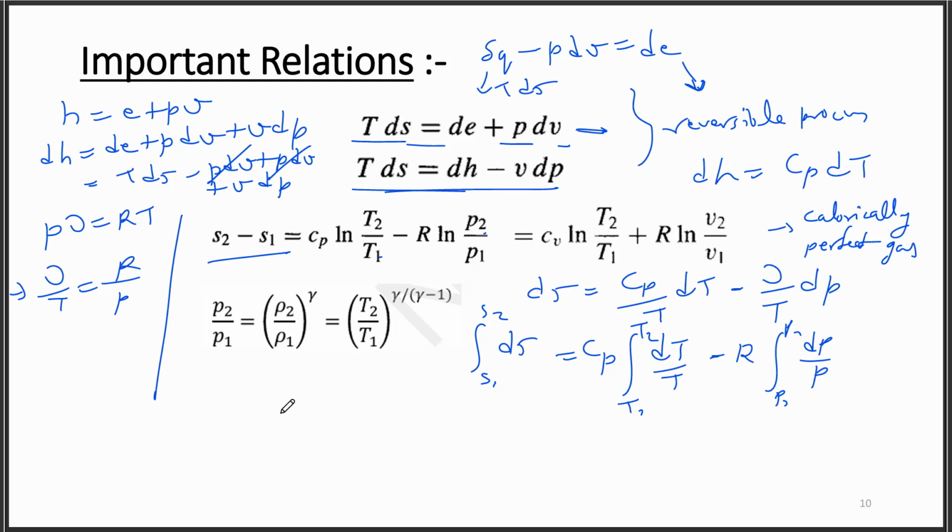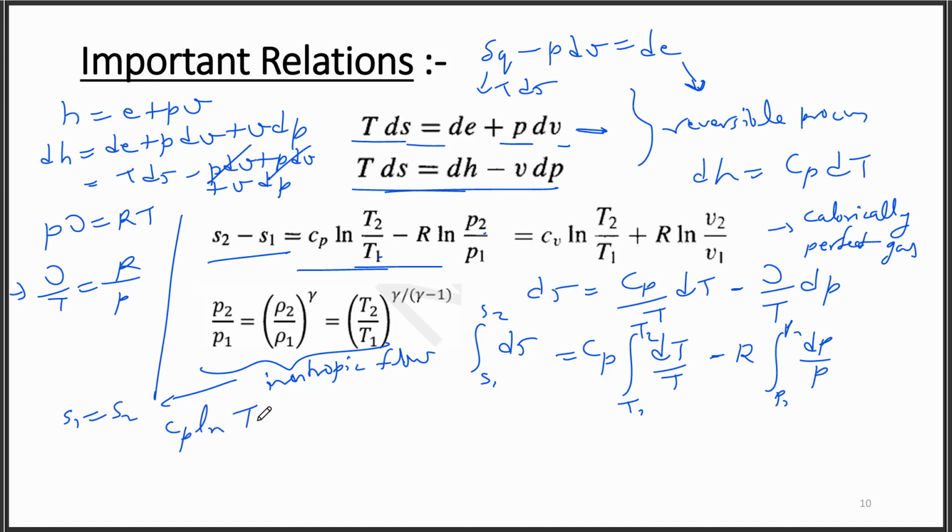Now let's say if process is isentropic. In this one, process is isentropic, then this is for isentropic flow. If process is isentropic, then S1 equal to S2. We substitute it here, then Cp log T2 upon T1 equal to R log P2 upon P1.